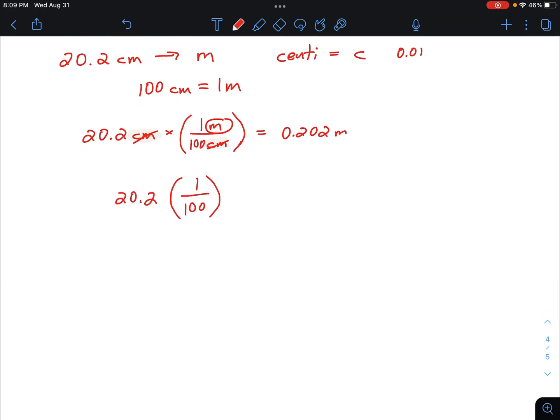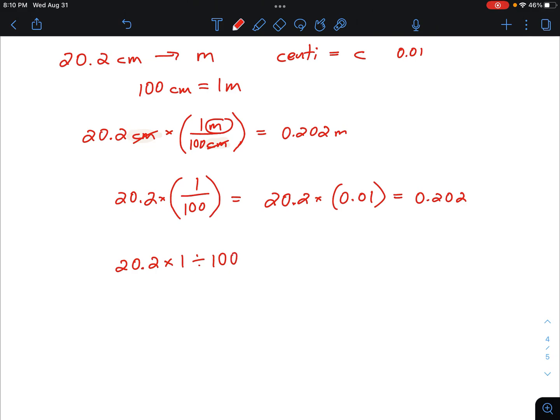So one way is to go ahead and evaluate the fraction. I know that 1 divided by 100 is 0.01. So I can say 20.2 times 0.01. And you can do that in a calculator if you need to. And then I can multiply 20.2 times 0.01. And if you do that, you get 0.202. You can also write this out in, maybe this might be a more familiar way, 20.2 times 1 divided by 100.